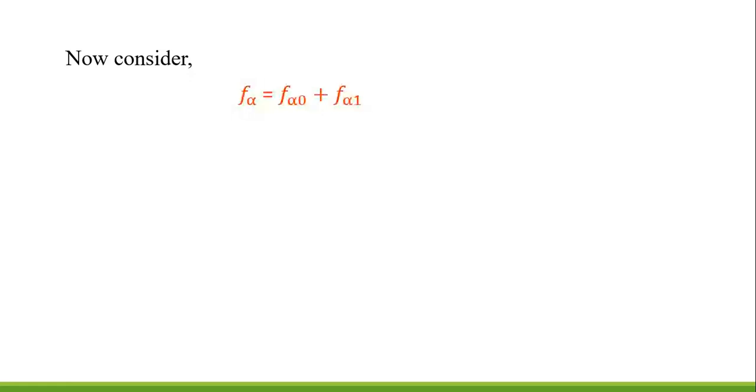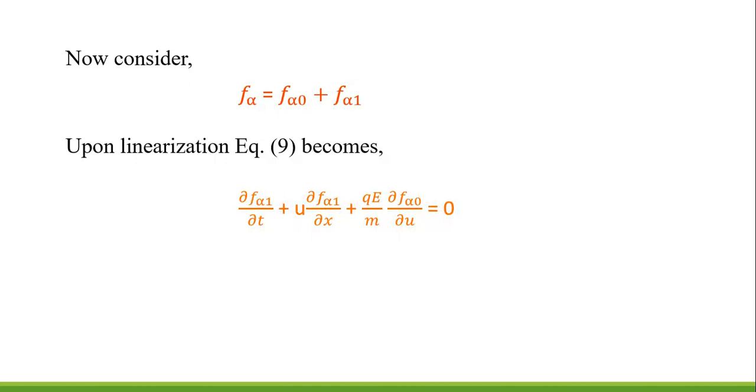Now to linearize: whenever we have to incorporate a wave into our system, we have to linearize the equations. In order to linearize the velocity equation, we will first linearize the distribution function. So f alpha, the total distribution function, will be equal to the equilibrium distribution function plus the perturbed or oscillating distribution function. Making use of this distribution function in equation number 9, we get the linearized or perturbed velocity equation expressed here.